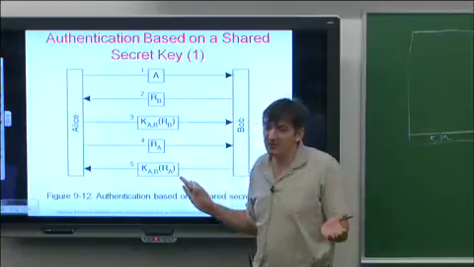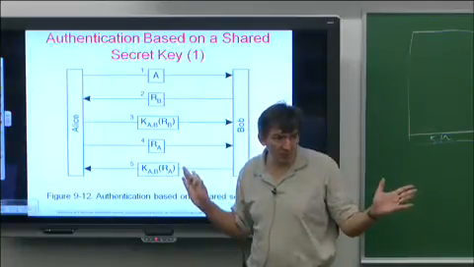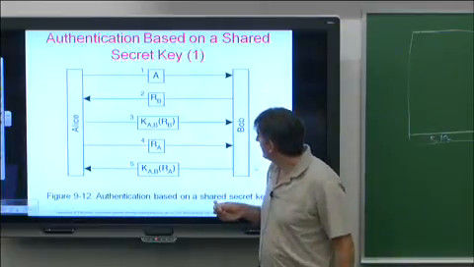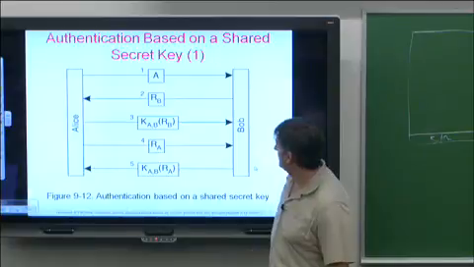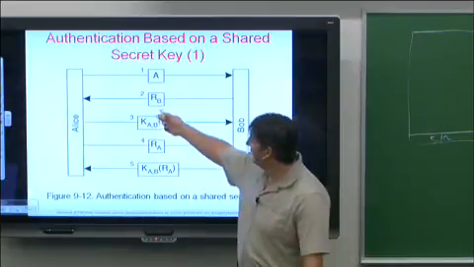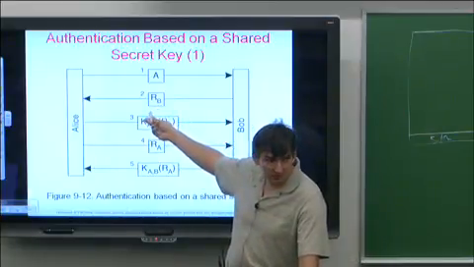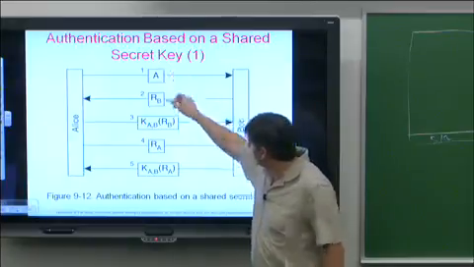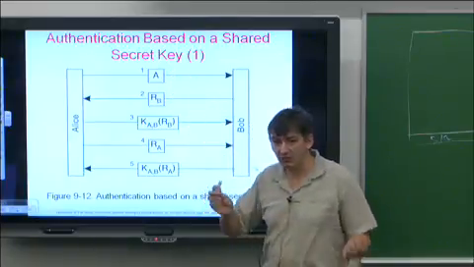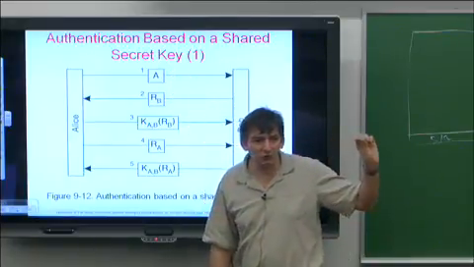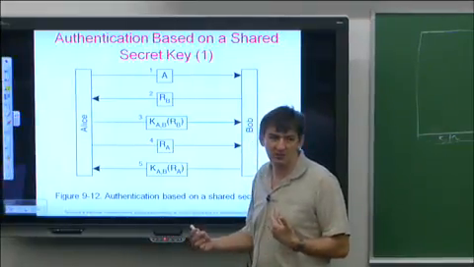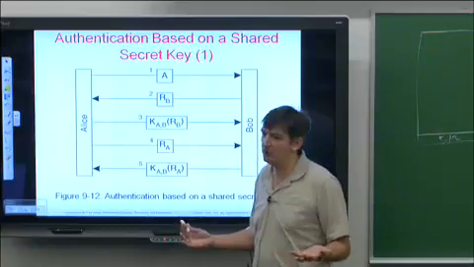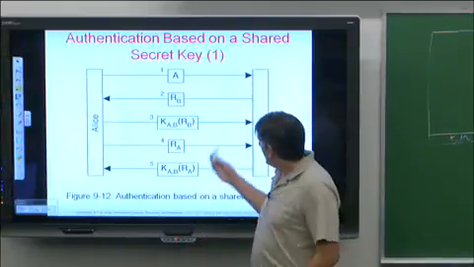Eve eavesdrops this and says, Alice is talking to Bob. Fine, no problem. Now, Bob is going to respond, right? And R is going to be some sort of a challenge. So A, it's an identity. R, it's a challenge. A challenge means I send it to you, and you have to give it to me back in the format I expect. I'm going to check that it is what I want it to be, and if it's not, I know you lied.